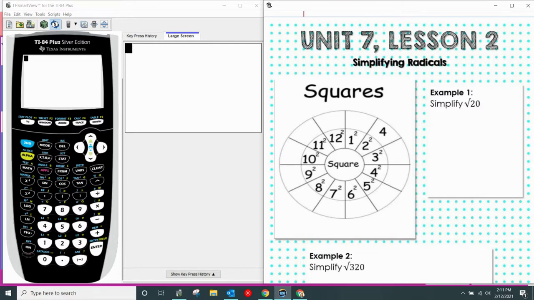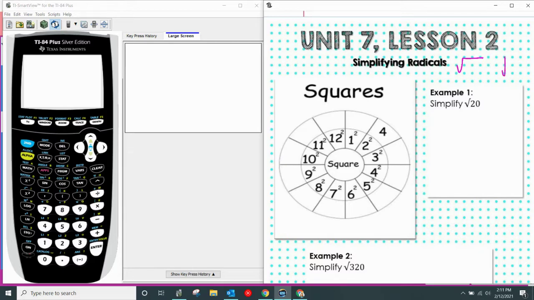Okay, so simplifying radicals. Well, first of all, what is a radical? So a radical is simply, let me grab my thing here. Okay. A radical is this symbol right here. We also sometimes call it a square root symbol. So if it doesn't have a number in front of it, then that means we're taking square root.